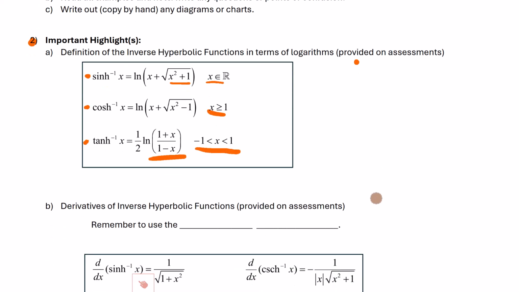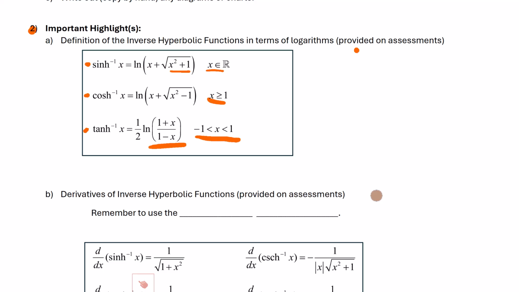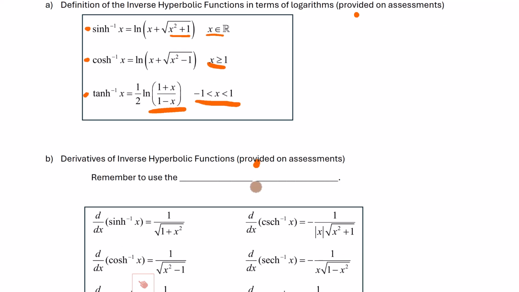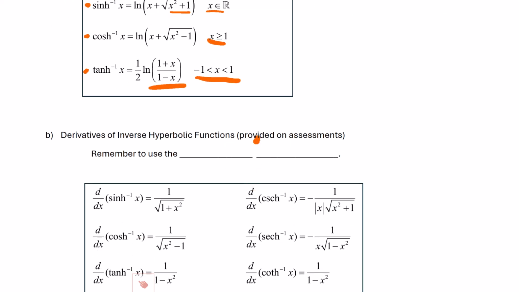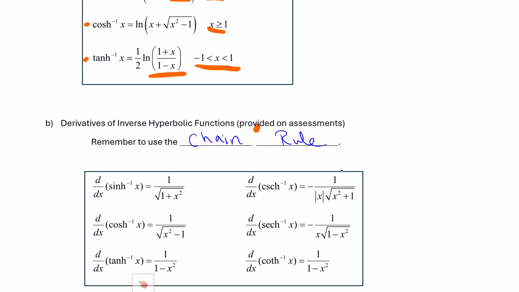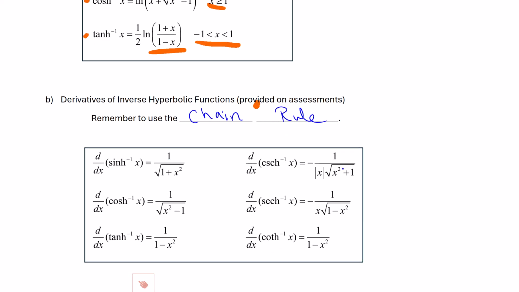Now, we can also discuss derivatives of these inverse hyperbolic functions, which again will be provided on assessment, so we don't have to memorize these. But as we go through these formulas, I want us to remember that, as always with derivatives, we need to use the chain rule as applicable. Now, as you'll recall, the chain rule applies when you have a composite function. And so the way these formulas are given here does not include them, but we're going to eventually use the chain rule, which I'll make more clear as we go.